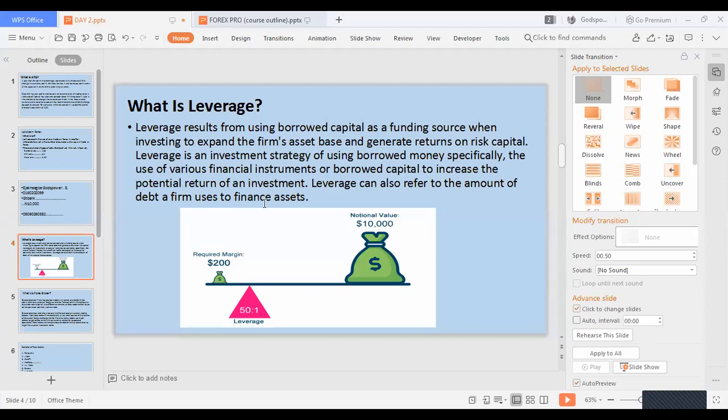Leverage is like Mr. Damlari has $100 or $200. If you look at my screen, there's $200, there's $10,000. He has $200, then the brokers will tell him that Mr. Damlari, bring your $200. We'll help you convert your $200 to $10,000 in the forex market. But how is this done?